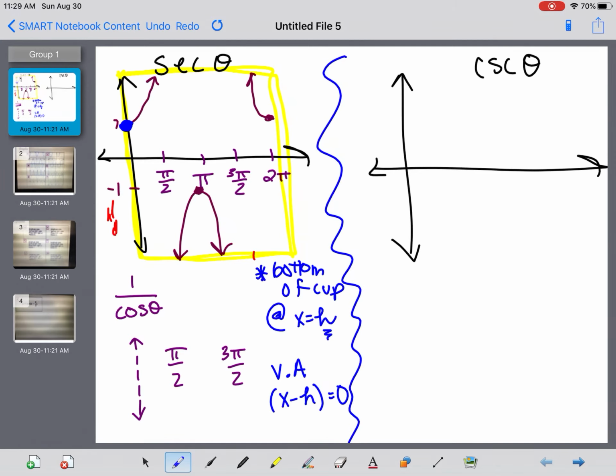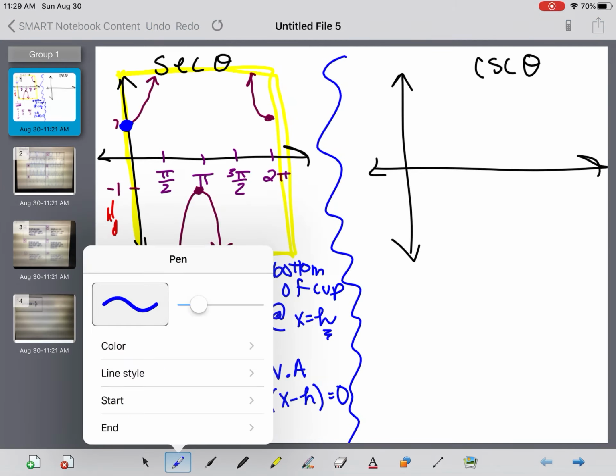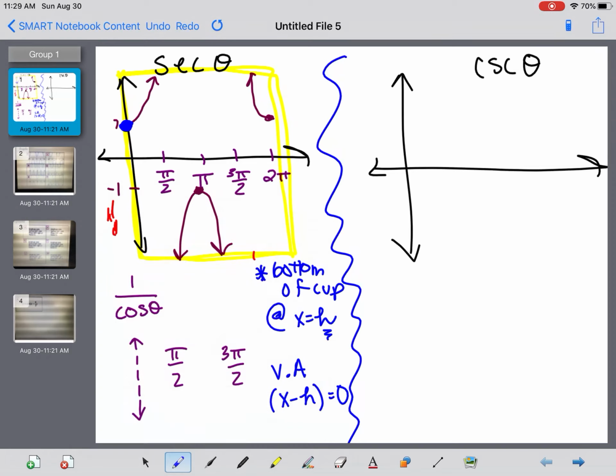All right? Now, let's do our big squiggly line because we're going to switch gears here and let's talk about cosecant. So the cosecant graph is 1 over the sine theta. So that means that there's going to be vertical asymptotes for this one wherever sine is 0. And that happens at 0, pi, and 2 pi. Okay, so again, if we call this 0, we're going to call this pi, we're going to call this 2 pi, and then this will be our pi over 2, and this will be our 3 pi over 2.